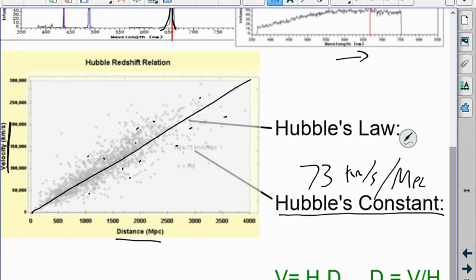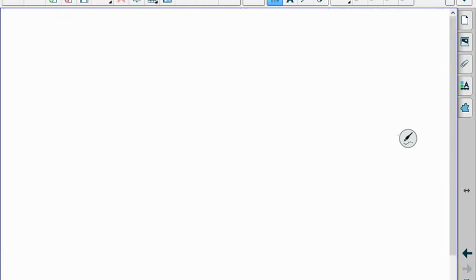Again, what that number means is that if I know the distance that a galaxy is away, I can plug in 73 for Hubble's constant and determine how fast the galaxy is receding away from us. So if it is 10 megaparsecs away, 10 times 73 is 730 kilometers per second. I can also do that the opposite way. I can say if I know the velocity, I can divide by Hubble's constant and get the distance that a galaxy is away. Okay? And that's where I end.